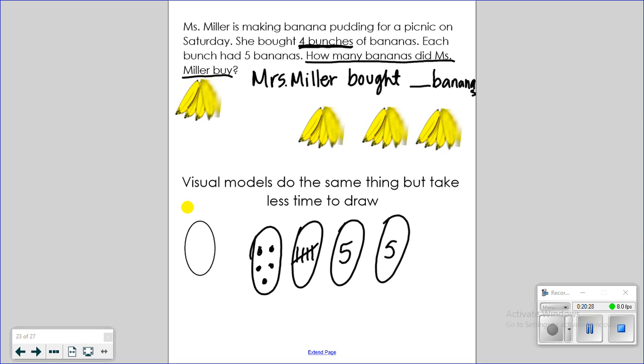Pick what works for you. If you want to put dots in the middle, go for it. If you want to put tally marks in the middle, go for it. If you want to put the number in there, go for it. I don't care. As long as it's not literal bananas, because that's going to take forever. And I don't have time for it to take forever. So you should have 4 groups. And inside those 4 groups, we have our 5 bananas.